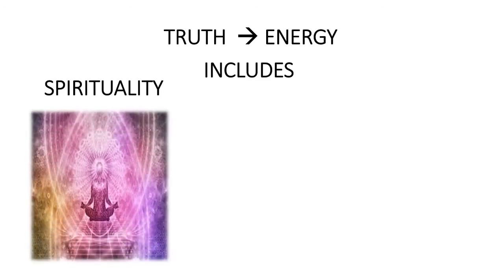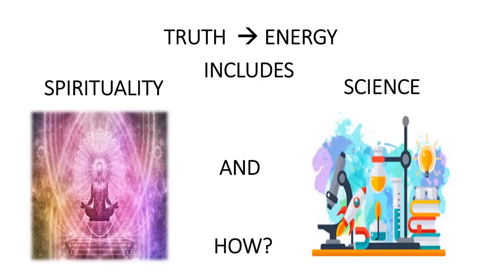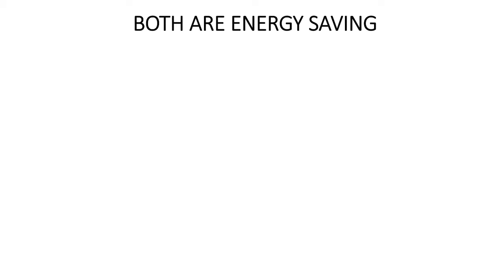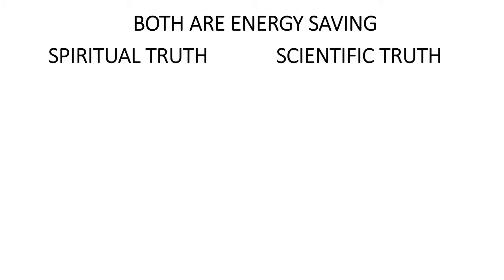Truth as energy includes both spirituality and science. How does it do this? This is where we make this connection between the physical laws of nature, energy, truth, and now how we use truth in our society agrees with both the spiritual notions of truth that already exist and the scientific notions of truth that already exist. Both of these systems are explicitly energy saving, right? So this technically makes them truth if you consider truth as energy saving information.